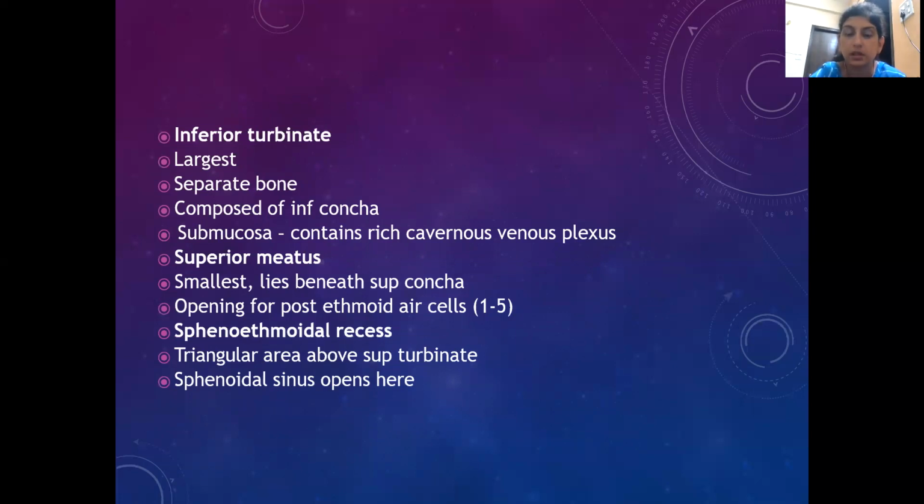Superior meatus is the smallest and lies beneath the superior concha. It has openings for the posterior ethmoidal air cells. Then the sphenoethmoidal recess, which is a triangular area above the superior turbinate, where the sphenoidal sinus opens.